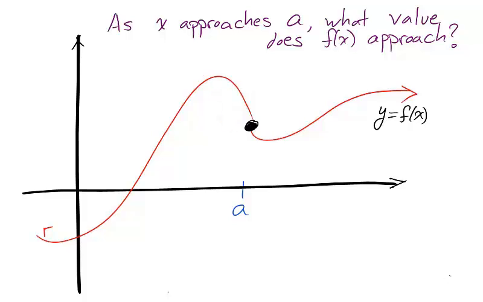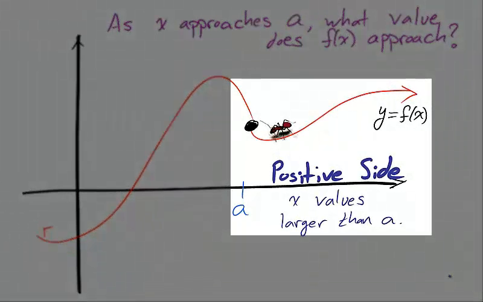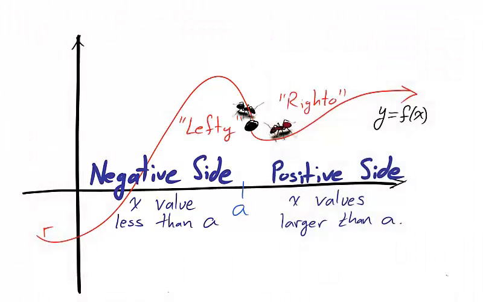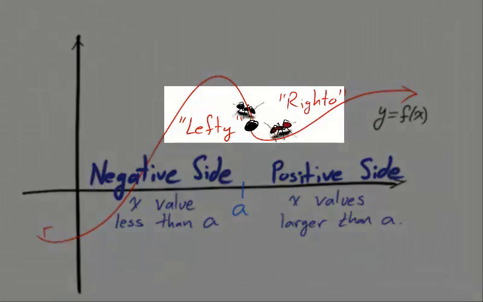There are only two directions that an ant can crawl towards a point from. The positive side, the right side, that is the points on the curve where the x value is greater than a. And the negative side, the left side, that is the points on the curve where the x value is less than a. For a lack of better names, Lefty the ant crawls from the left side, and Righto the ant crawls from the right side towards the value x equals a. If the ants meet when they approach the x value a, then we say that the limit exists.